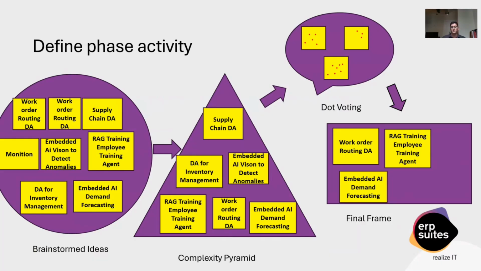After we do the complexity pyramid, we move into dot voting. This is where the people working with this, the people involved in the business process, the managers, the CEOs, decide based on all the information gathered in earlier steps which are the best solutions to prioritize. On that final frame, you'll see we prioritized the top three use cases to look into: the work order routing DA, the employee training agent, and the embedded AI for demand forecasting. Those were the three we decided to focus on based on the prior four steps above.